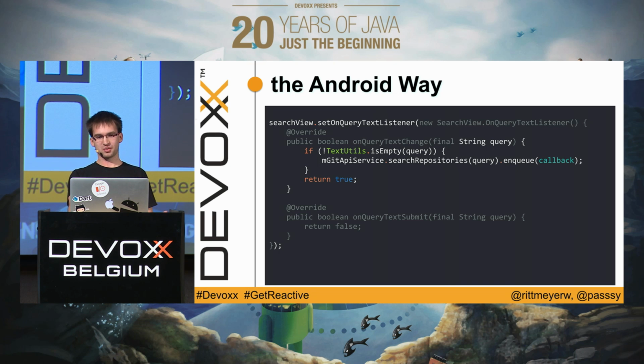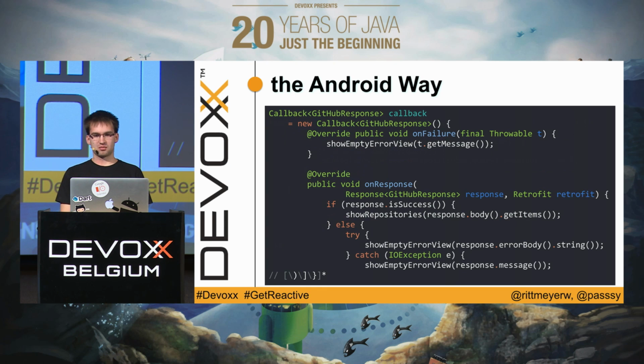So this is the Android way. I just set a listener to my search view, check if the query is empty, and if it's not empty, I create my network call. And here you see the callback, and inside my callback, I check for network failure, and otherwise I check the response. If it's successful, I show my repositories, and otherwise I show an error view or an empty view. It depends. But yeah, you see a lot of callbacks. It's not good code.